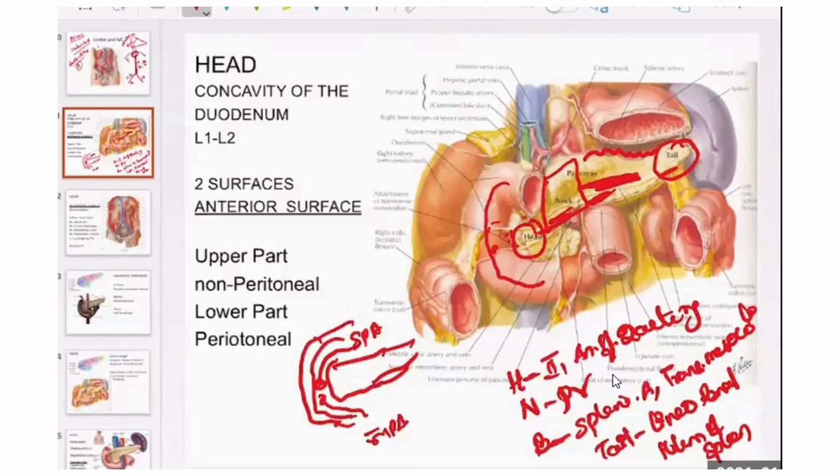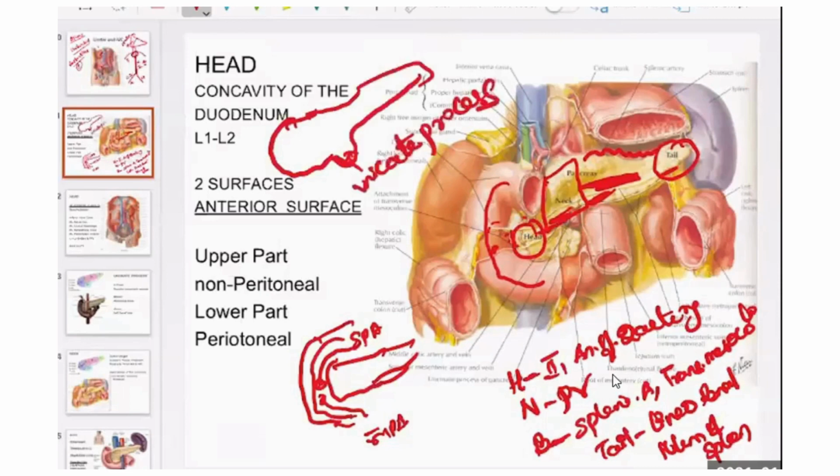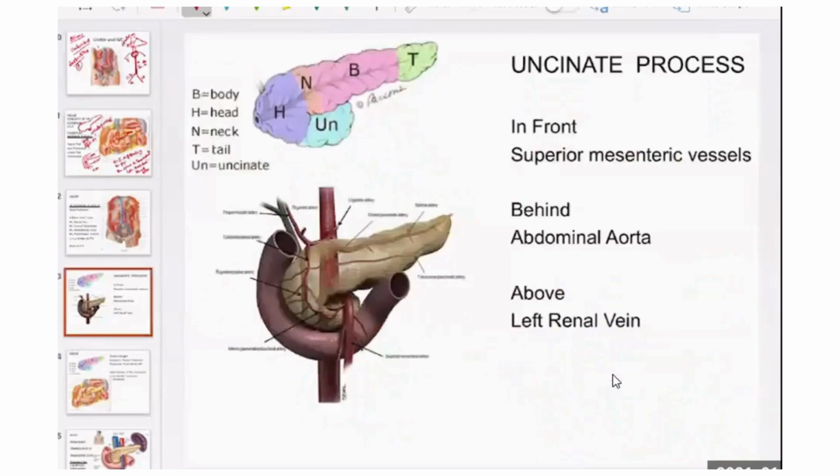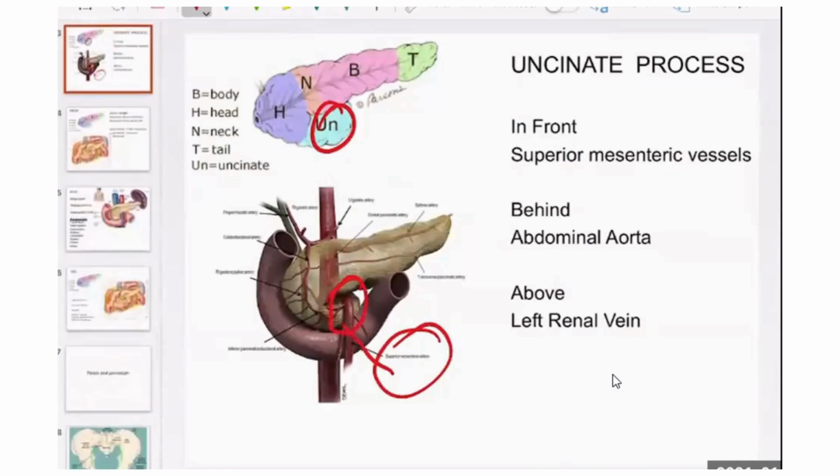Now, if you take the head like this, there is one more projection of the head coming down. That projection of the head is called uncinate process, which is crossed by superior mesenteric artery, SMA. That is to be remembered. Okay. Now see on the picture, this is the uncinate process, which is crossed by superior mesenteric artery. Okay. So that completes the proper abdominal structures.